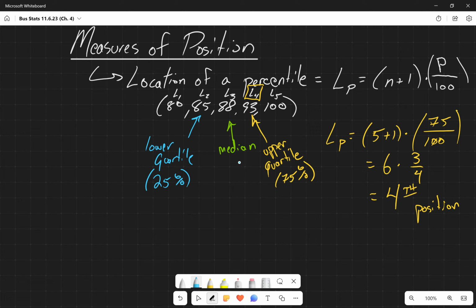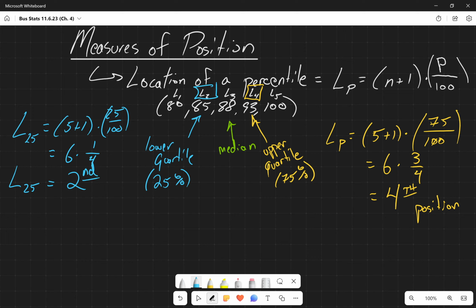Similarly, right, if we wanted the 25th percentile here, we would do 5 plus 1 times 25 over 100, which is equal to 6 times 1/4. A fourth of 6 is equal to 2. So the position of the 25th percentile is the 2nd observation, which indeed we saw intuitively by having a very simple data set of just 5 observations. So questions on 25th, 50th, right, which is obviously the median percentile? I guess I should put it in here because it might not be terribly obvious, but yeah, the median is always the 50th percentile.